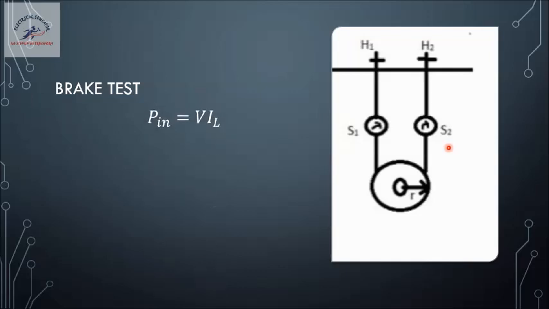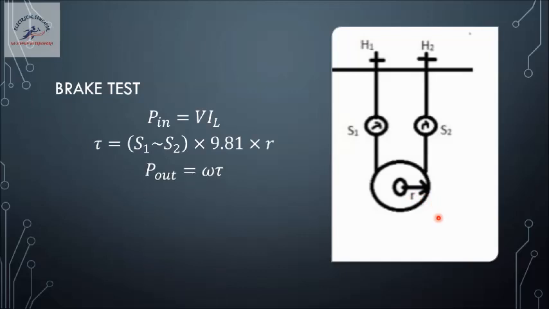The input power to a DC motor is given as the product of the supply voltage and the supply current which is drawn. These are the usual notations we are using. The load torque, the net torque available at the shaft for this particular brake test, can be calculated as the difference in the readings of S1 and S2, multiplied by 9.81 and multiplied by the radius of the brake drum in meters.